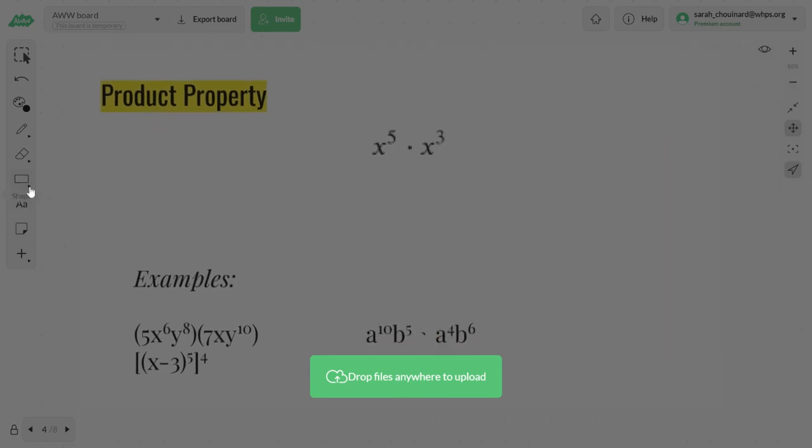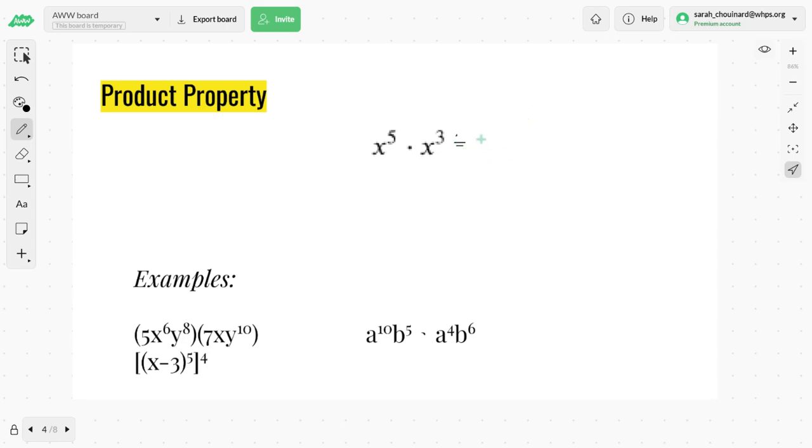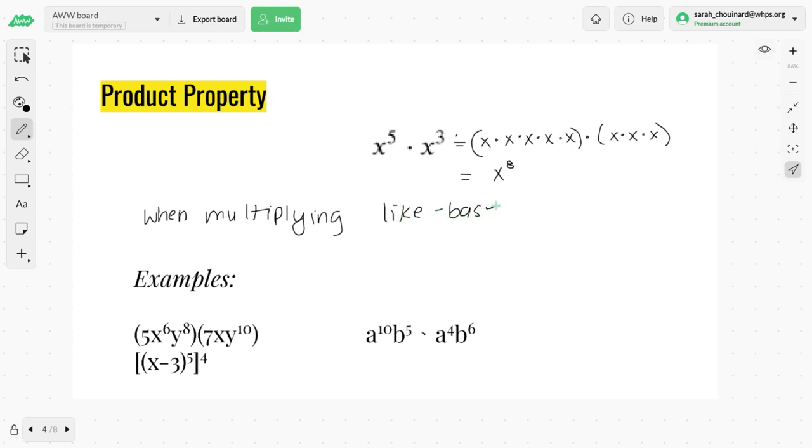Okay, so let's look at the product property first. So here we have x to the 5th times x to the 3rd. So we could expand it out to write x to the 5th, as we saw before, x times itself 5 times, times x to the 3rd, which is x times itself 3 times. So in total, x is being multiplied together 8 times, so we can shorten it to be x to the 8th power. So in words, we can say when multiplying like bases, add the exponents.